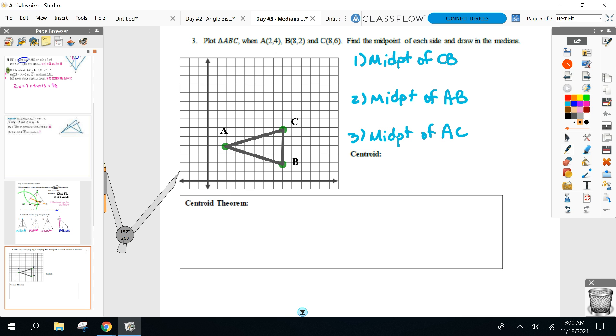Okay, group one, you guys are off the hook. You can do BC. You better get that one right, whether you know the midpoint formula or not. Group two, you guys got AB. Group three right here, you guys have the midpoint of AC for me. Please find the midpoint of your respective side, and we'll report back in a minute.